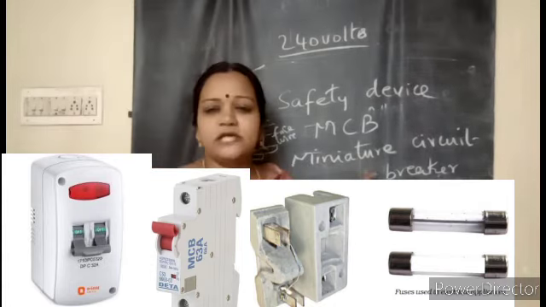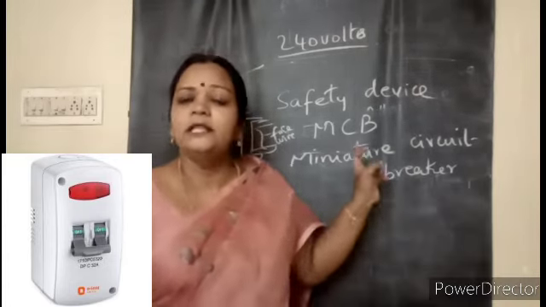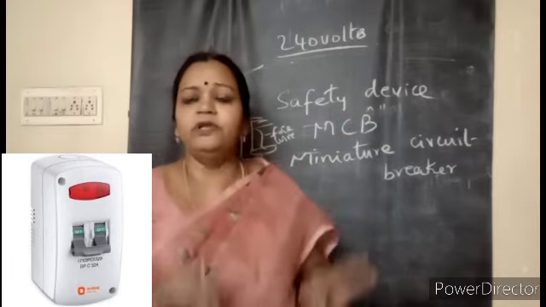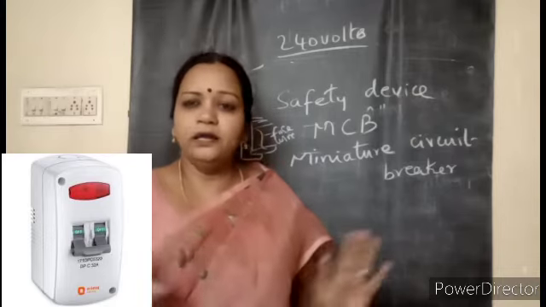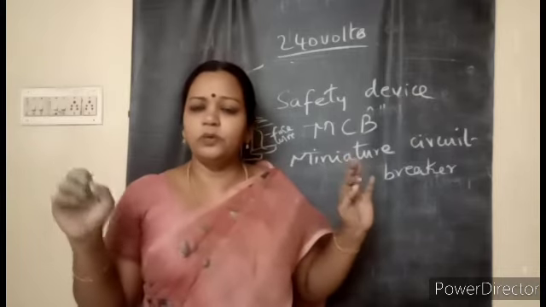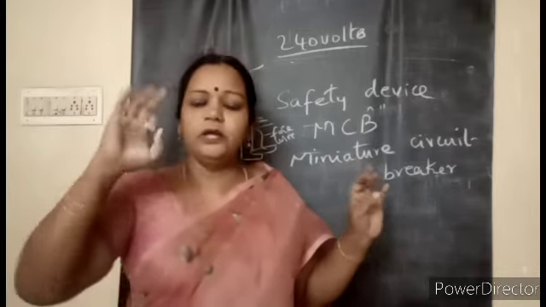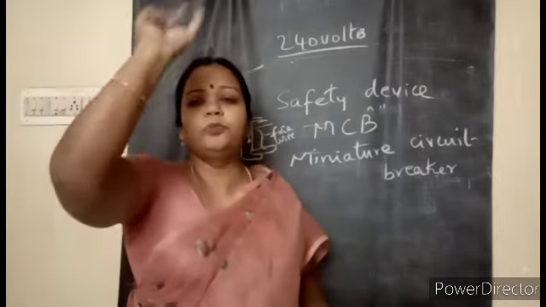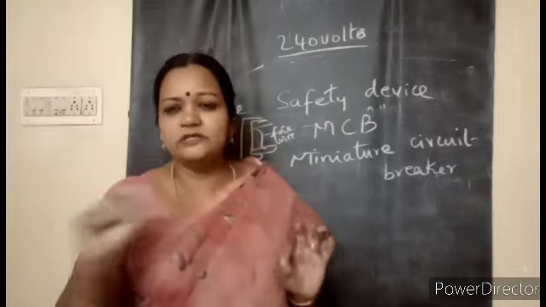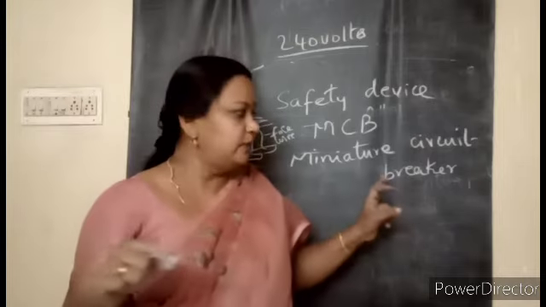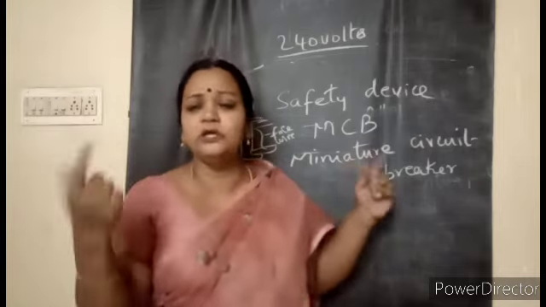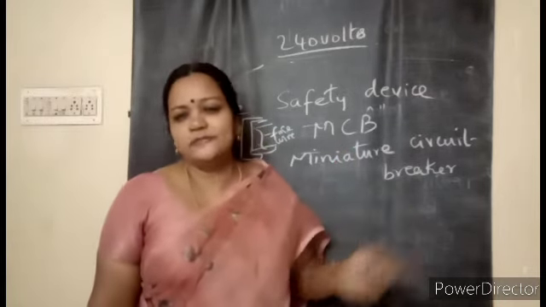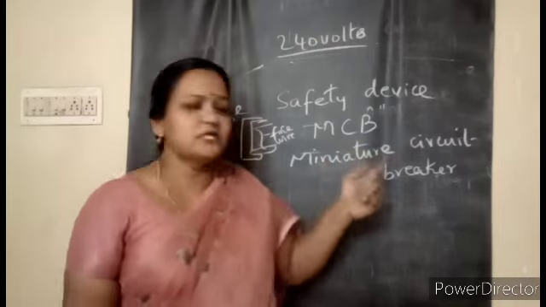But this MCB is advantageous. How is it advantageous? On its own, the switch will come down and cut off. And then you find where the problem is. Some of the MCBs can get set on their own and start working again, or else you just have to put the switch up and we can start the work. We can find out where the fault is, and nothing has to be replaced. Here a wire should be replaced, but that is not needed in MCBs. So nowadays we use these miniature circuit breakers.